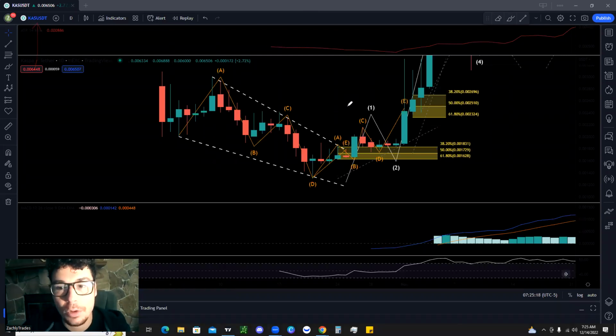And this one has been following the technicals very, very well. So I'm going to break down the charts and show you guys the key levels that I'm really watching for.